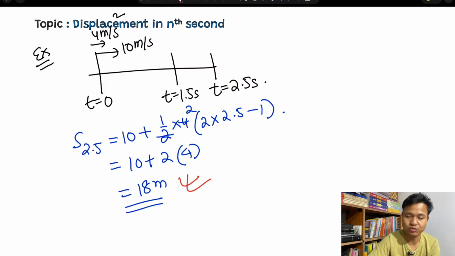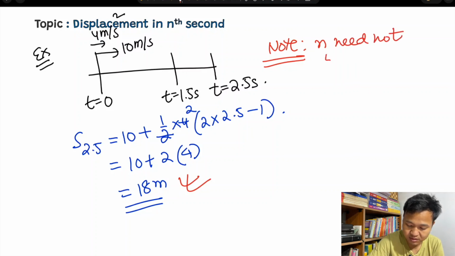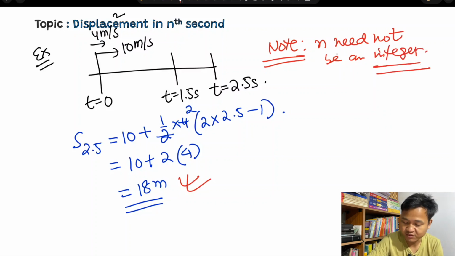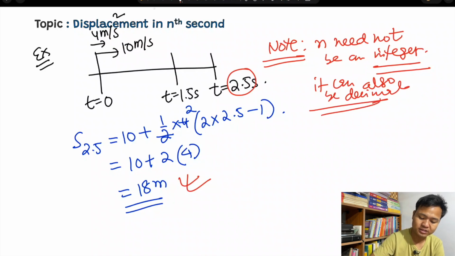For example, 1.3 to 2.3, an interval of 1 second. So here the next note. Okay, so in the formula Sn, that t equals n need not be an integer. Okay, so it can also be a fraction, I mean decimal point. So decimal points are also possible.